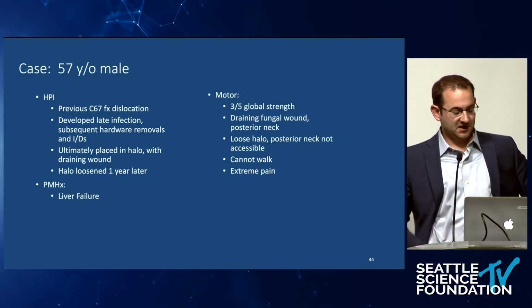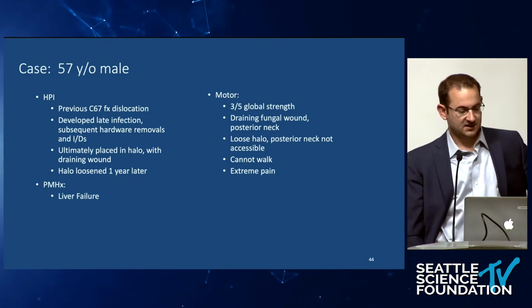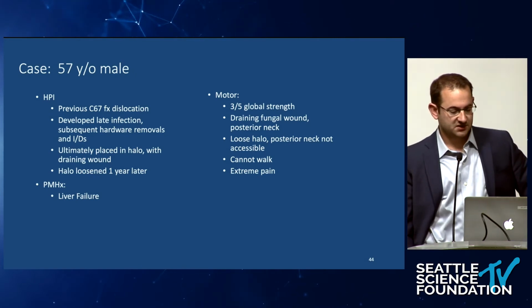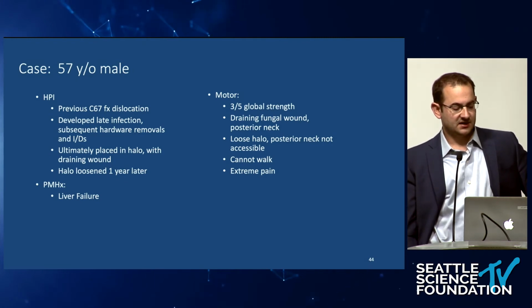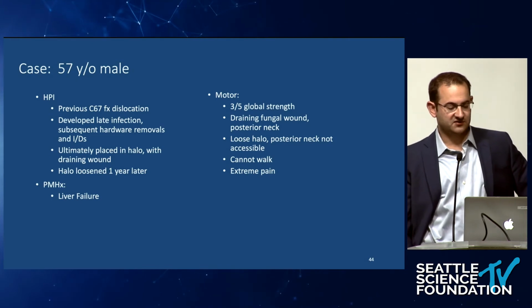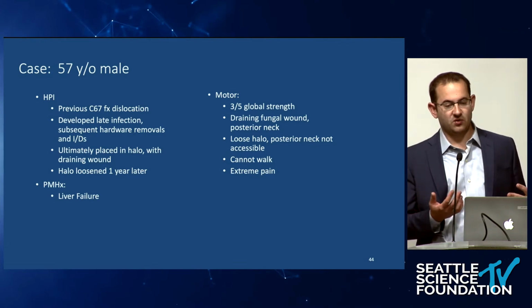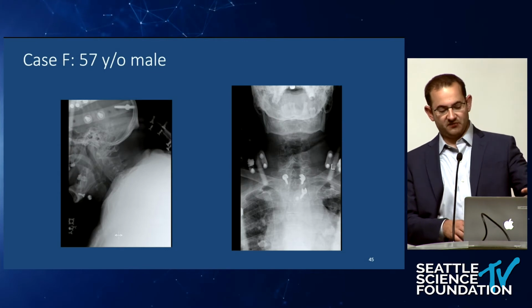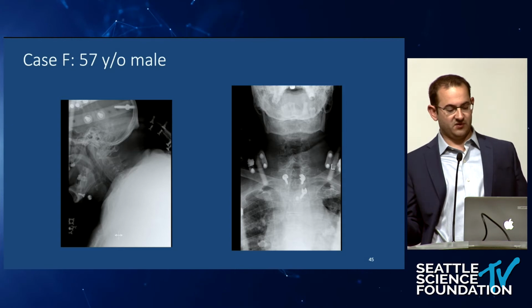And this is probably one of my most intense cases. 57-year-old gentleman with liver failure that had a previous, I think it was a C3 to T1 or T2 fusion for a fracture that was infected, and he was up at a VA that was getting multiple INDs, and he basically presented to us with a halo that was loose, and he had draining fungal wounds from the back of his neck. You couldn't even see his posterior neck wound because the halo vest was basically at the back of his skull, and he had remnant hardware everywhere.